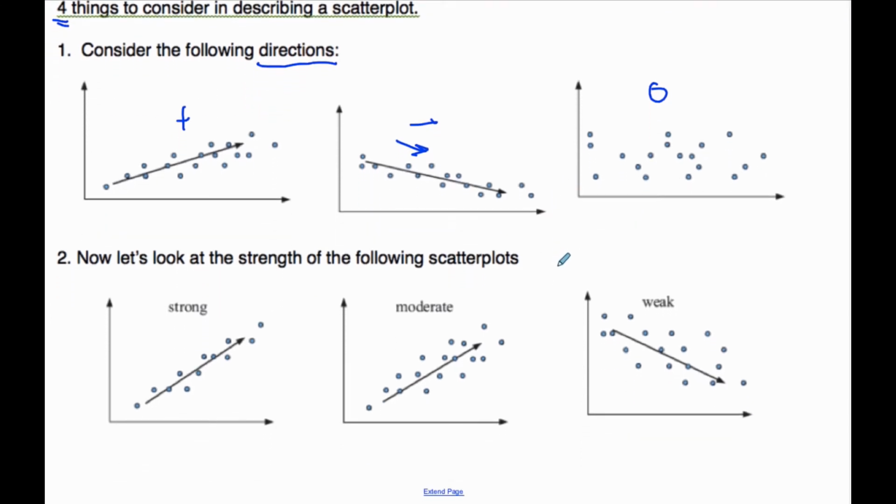The next thing we consider is strength. Statisticians aren't known to have strict guidelines of what is strong, moderate, and weak. But when the points are really tight together, this is a strong linear relationship. When they're less straight, they're moderate. And when they're still showing a trend, but it's not as defined, it's weak.